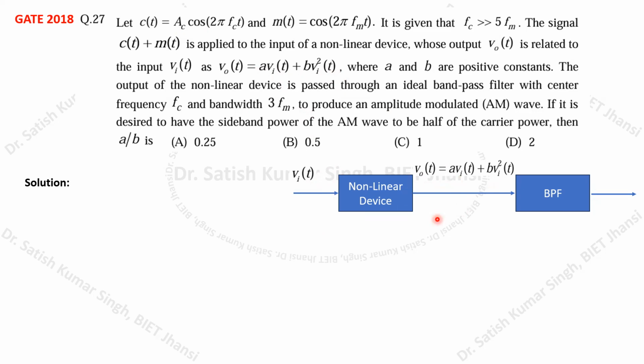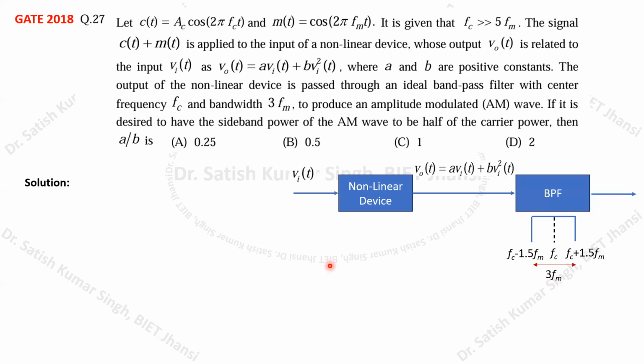It is also mentioned that the band pass filter has a certain central frequency, and that central frequency is fc, and its bandwidth is 3fm. So let's say we have the ideal band pass filter with central frequency fc and bandwidth 3fm. Since it is an ideal band pass filter, its cutoff frequency will be fc + 1.5fm on the upper side, and on the lower side this frequency will be fc - 1.5fm. Therefore its bandwidth becomes 3fm and its central frequency is fc.